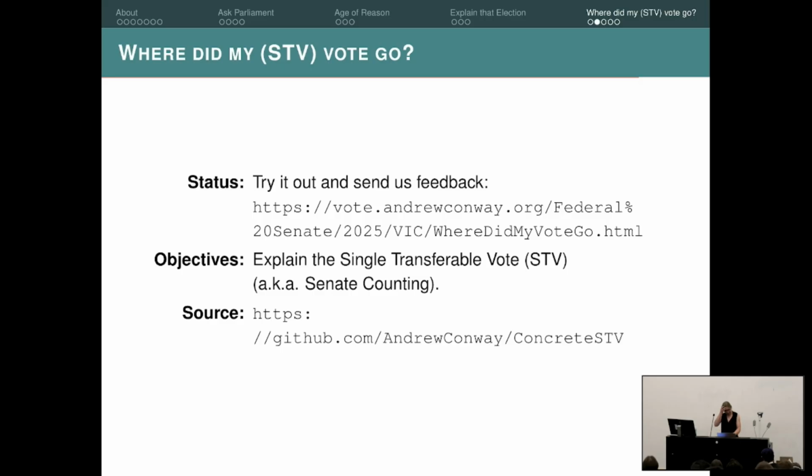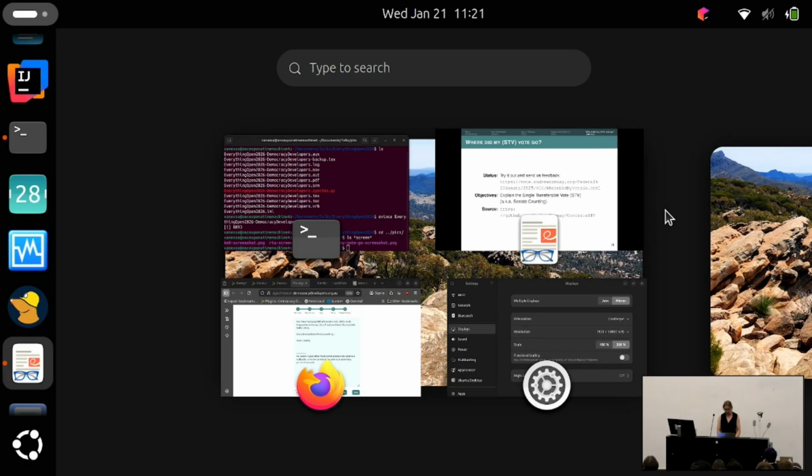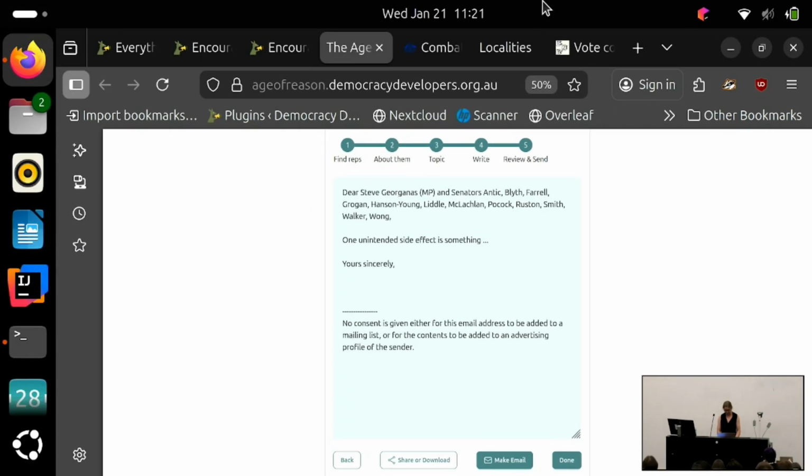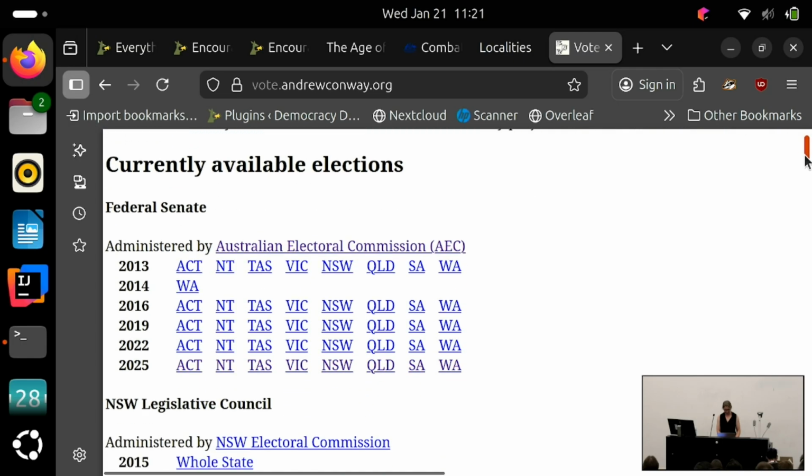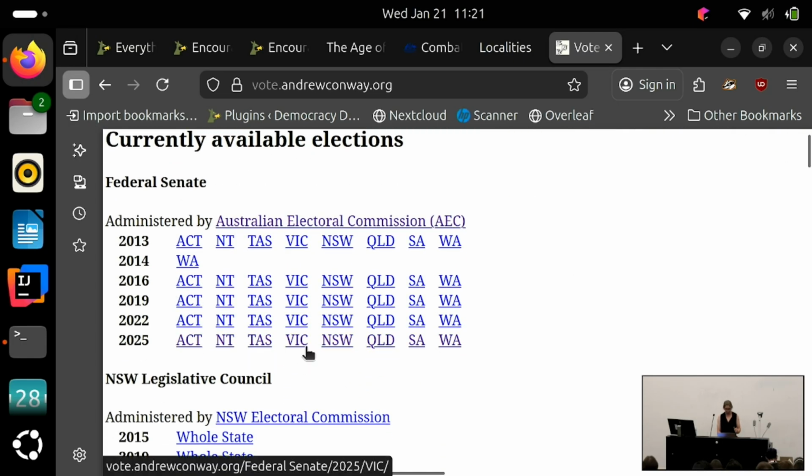Okay, so please follow this link. That's the Victorian link, but you can go to vote.andrewconway.org, and on the slides I've got the Victorian Senate election, but of course you can choose whichever one you want. We've got all of the loaded data for all of the elections in which the Electoral Commission publishes the vote data.